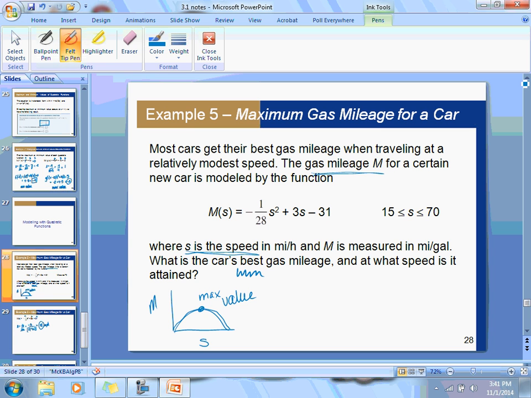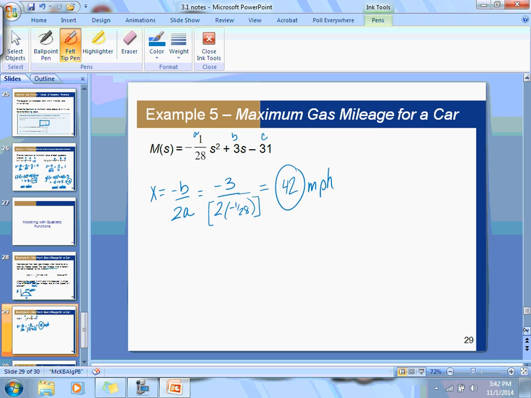So now we have to take that 42 and put it back into our function. It equals negative 1 over 28 times 42 squared plus 3 times 42 minus 31. So again, you could put that original equation into your graphing calculator, go to y equals and enter it in, and then go to your table of values and find 42.